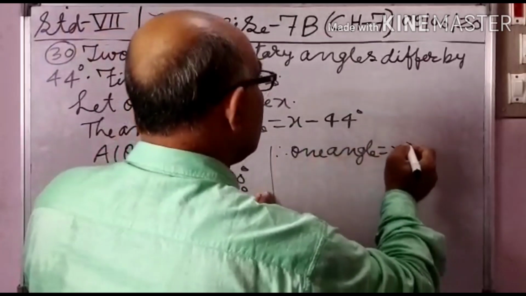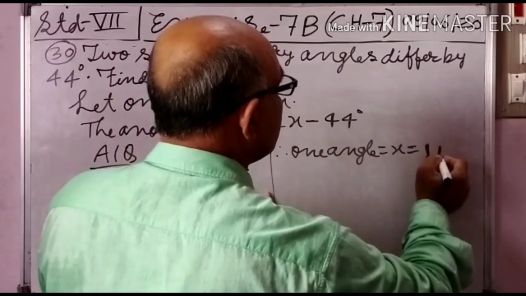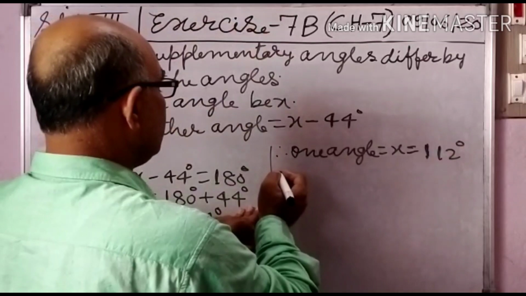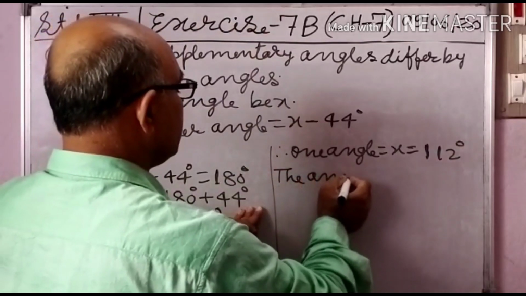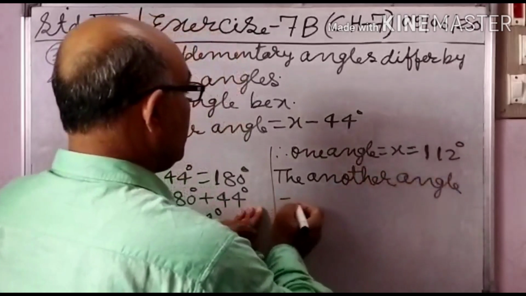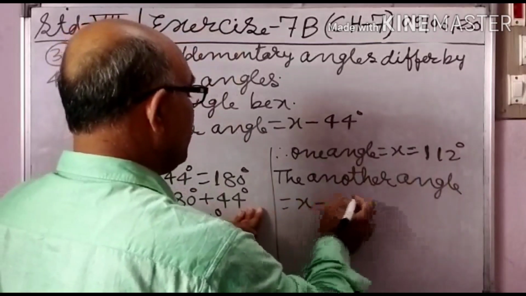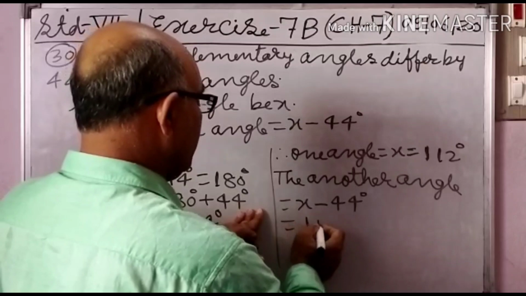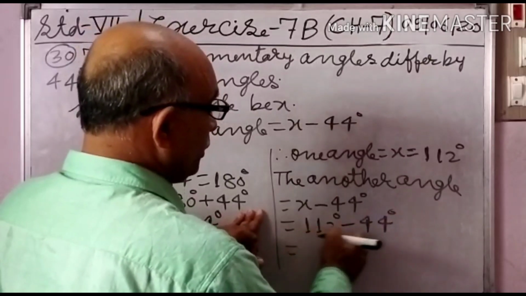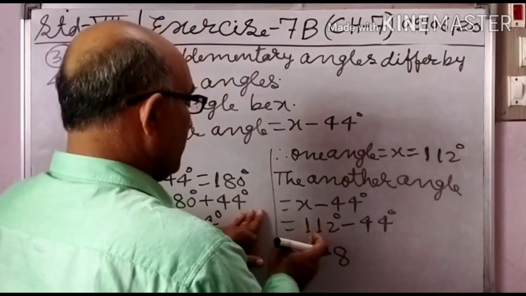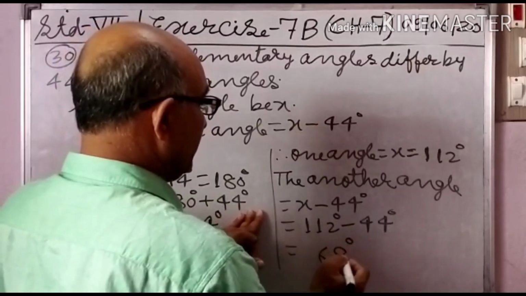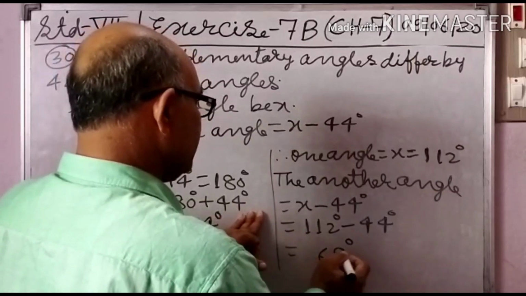So one angle equal to x equal to 112 degree, and the another angle equal to x minus 44 degree equal to 112 degree minus 44 degree. Subtract it. 12 minus 4, 8. Now 10 minus 4, 6. 68 degree. Answer.